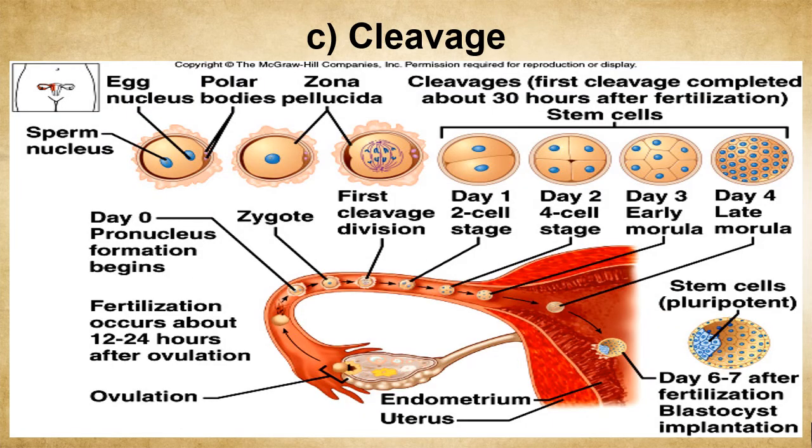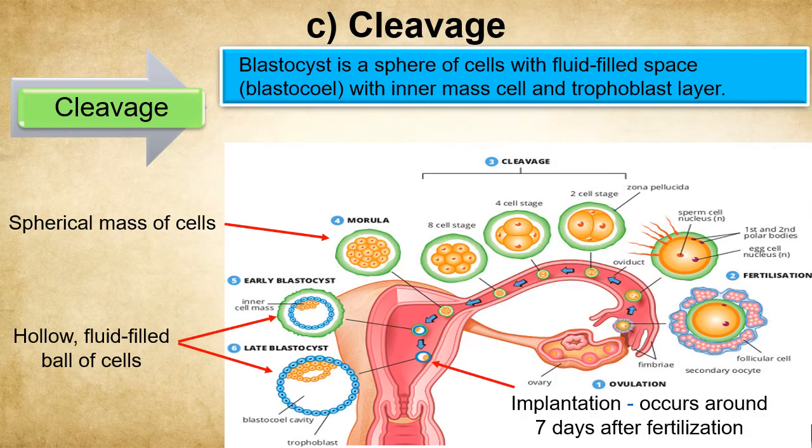The cells continue dividing mitotically to produce a hollow ball of cells called blastocyst. Implantation of the blastocyst in the endometrium occurs around 7 days after fertilization, when the zona pellucida disintegrates. The blastocyst has a fluid-filled cavity called the blastocele. The blastomeres differentiate into an outer layer, the trophoblast, and the inner cell mass.